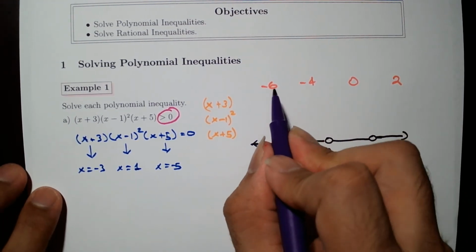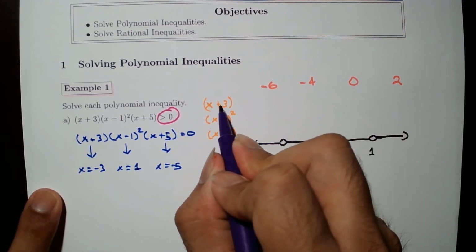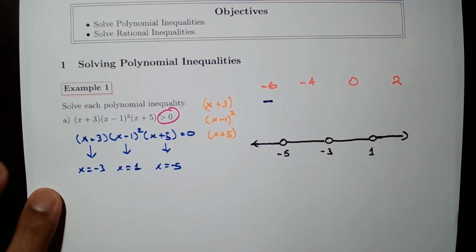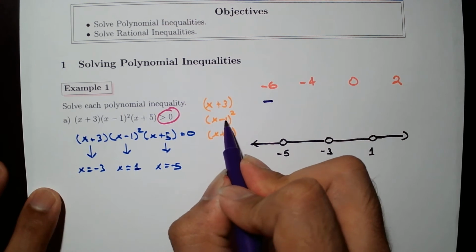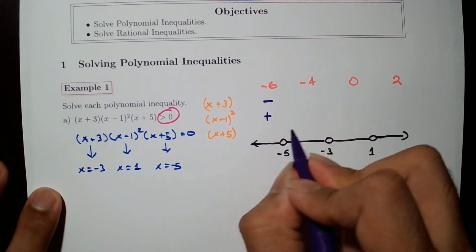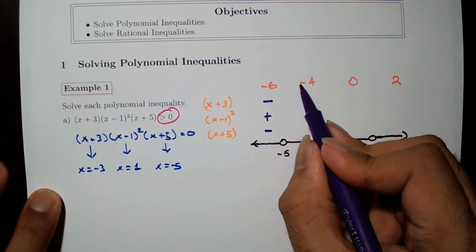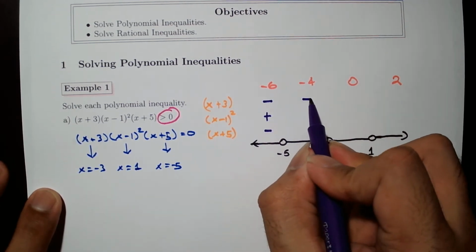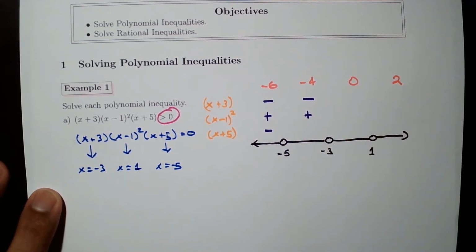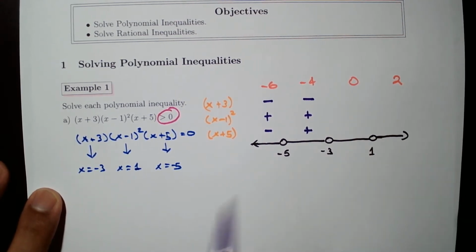So let's see what we get. I'm going to plug negative 6 in each factor. Negative 6 plus 3 gives negative 3, and I only care about the sign, which is negative. Negative 6 minus 1 is negative 7, but if we square, we get positive 49. That's positive. Negative 6 plus 5 is a negative number. Now negative 4: negative 4 plus 3 is a negative number. Negative 4 minus 1, quantity squared, because of the square, is for sure positive. And negative 4 plus 5 is positive.